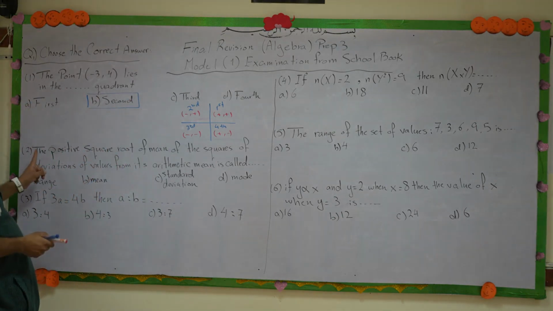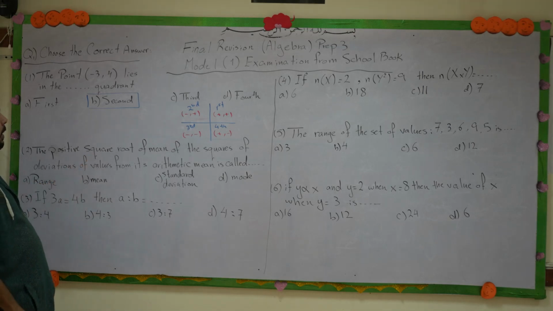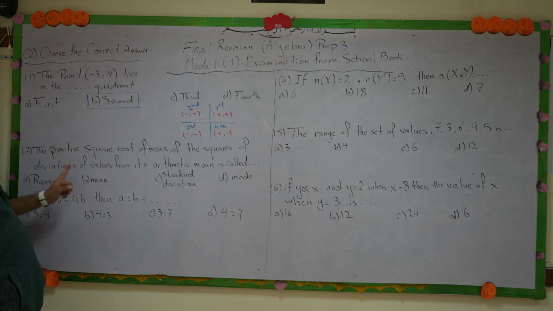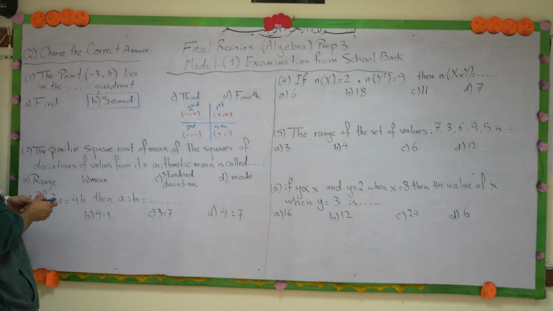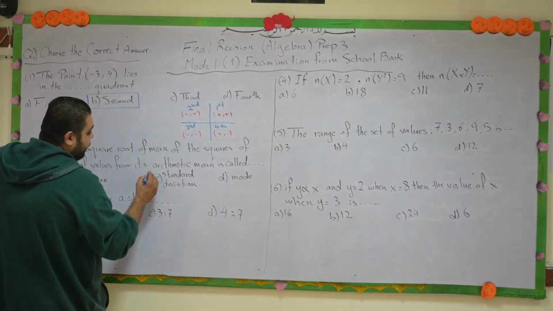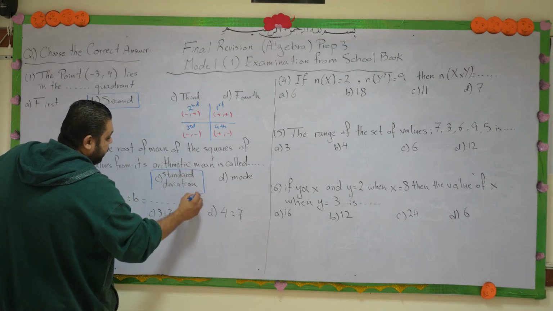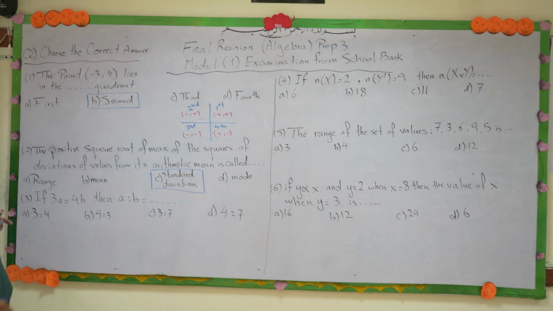Number 2, the positive square root of the mean of the squares of the deviations of the values from their arithmetic mean is called, this is the definition of the standard deviation.